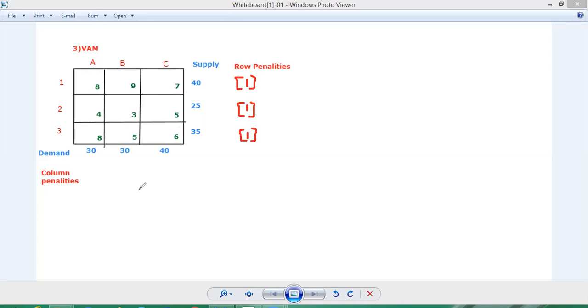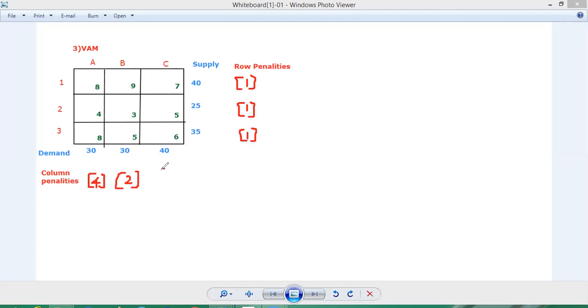In the same way, we have to find the column penalties. Here the first minimum value is 4 and the second minimum value is 8, so the difference will be 4. Again, in the second column, the first minimum value is 3 and the second minimum value is 5, so the difference will be 2.